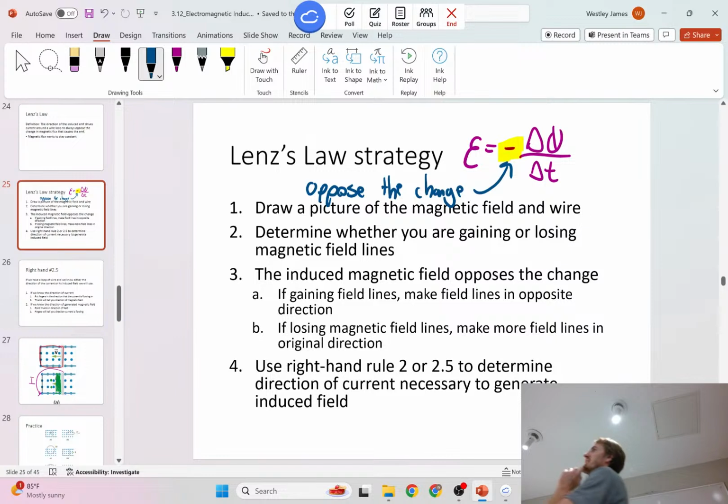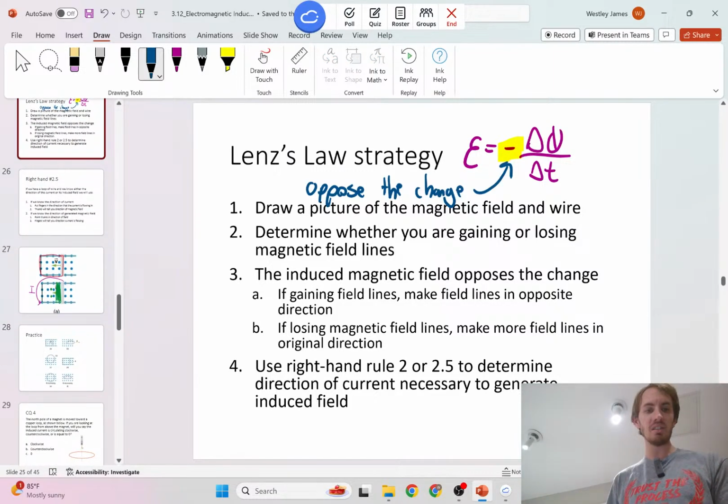Yeah? Does the direction of the velocity have anything to do with it? Yeah, so that's whether or not you're gaining field lines or losing them. Like in that last problem, if the thing was moving the other way, we'd be gaining them, so we'd actually do the opposite. Yeah, that's a great question. And let's see, do I have one just like that?